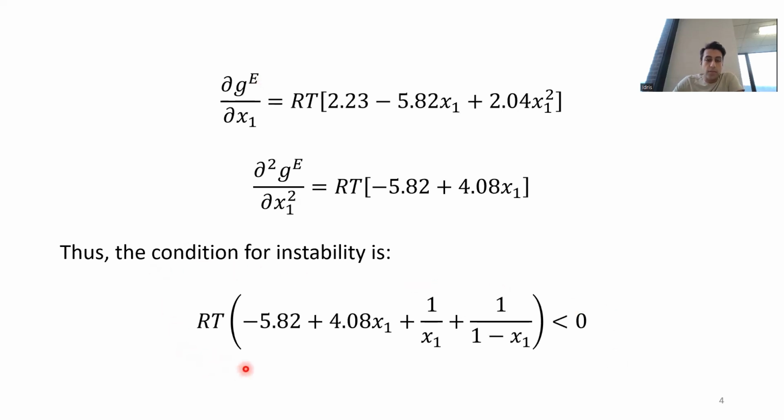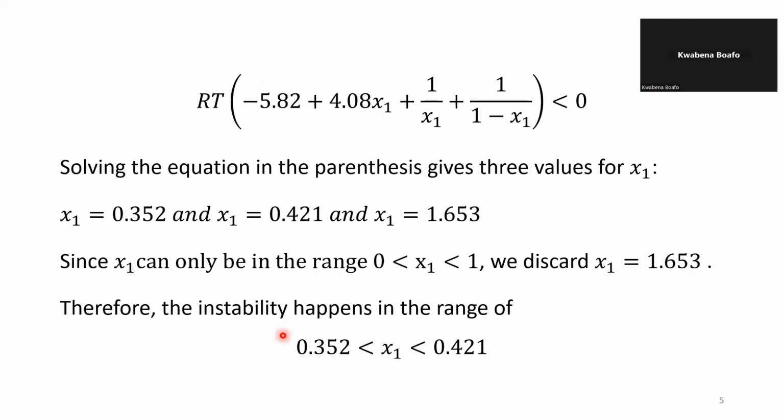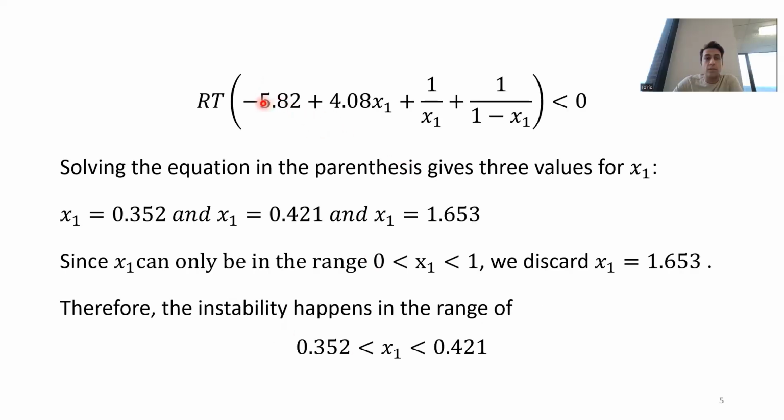In order for this equation to be valid, we know that RT cannot be negative, so the part in the parentheses should be negative. To find the range of x1 that makes this expression negative, we need to find the roots of the equation in the parentheses. When we rewrite this equation, we get a third order polynomial.